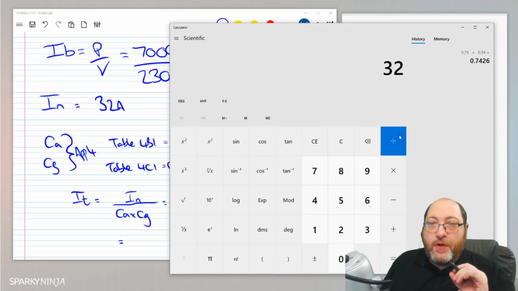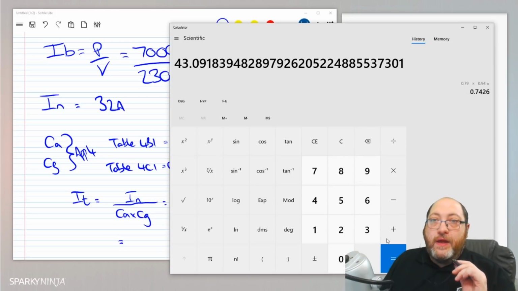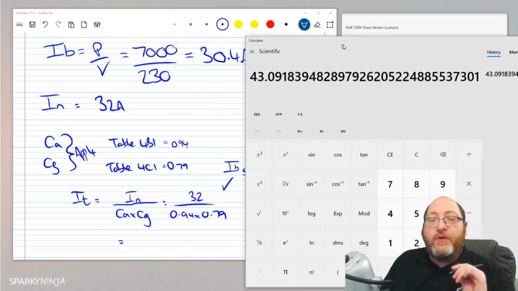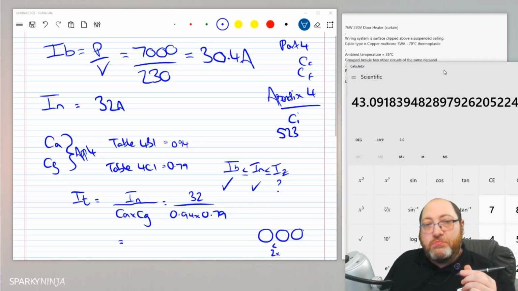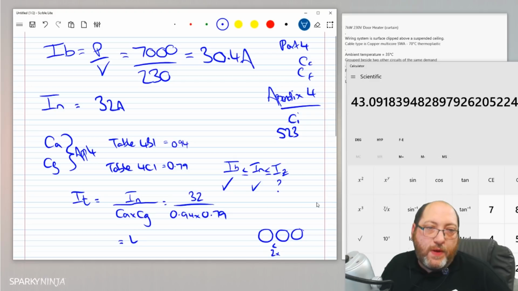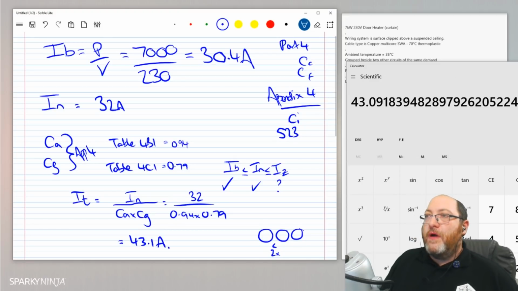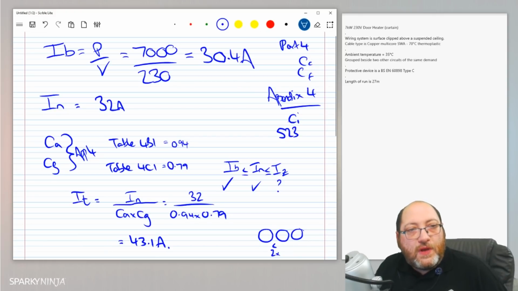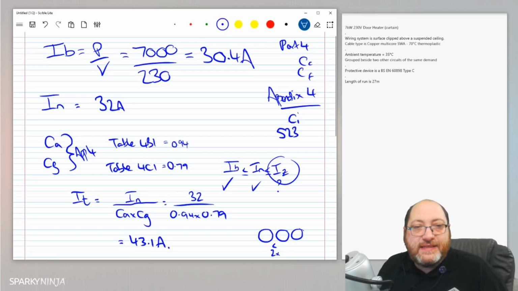So 32 amp over 0.7426, and that's an increase in current requirement of nearly 10 amps. So it's going up to 43.1 amps. Alright, so I now know that the IZ, which was here, needs to be at least 43.1 amp.